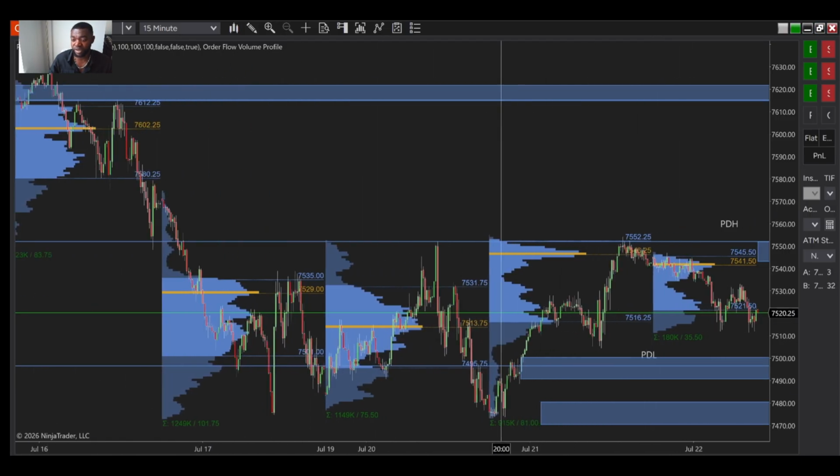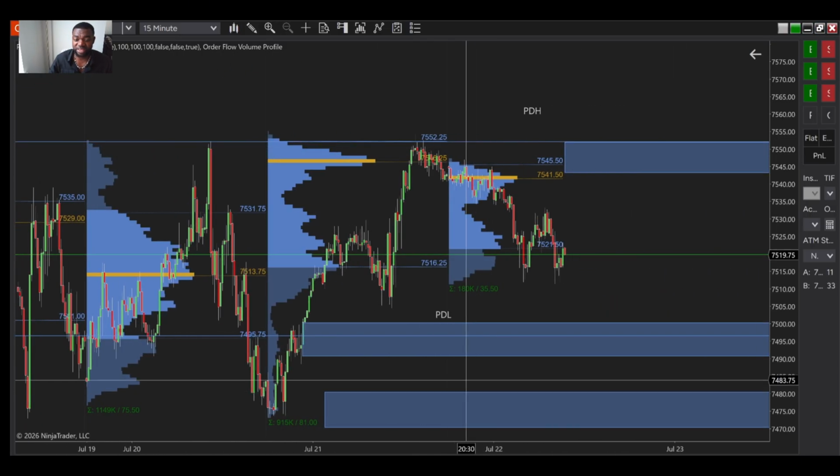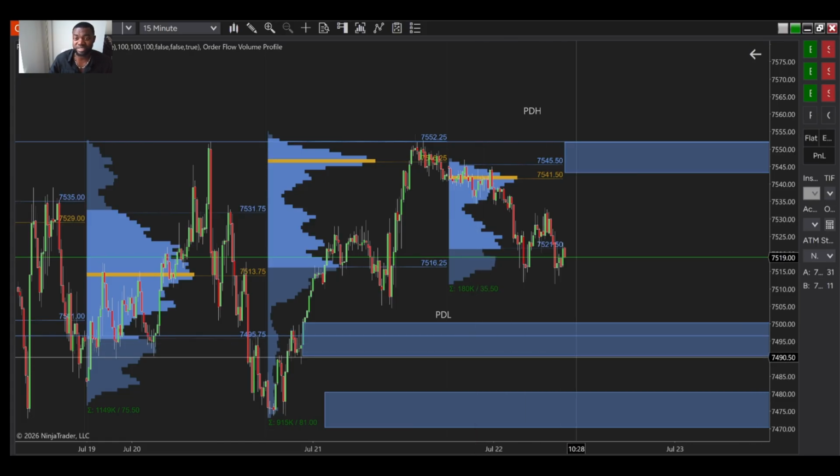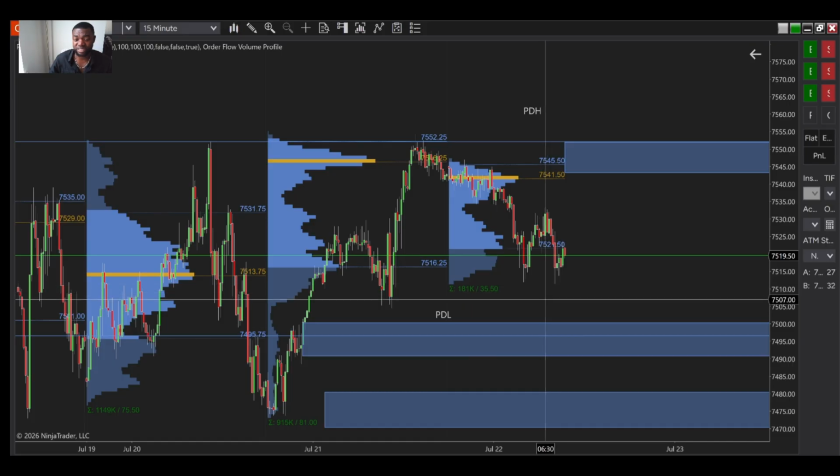So now let's come to my entries. If I enter from here, that's this blue zone, I'll be looking to take my profits from this side. That's the point of control, this POC, this side. Also, if I short from here, I'll be looking to take my profits from here. That is below the liquidity of the structure.